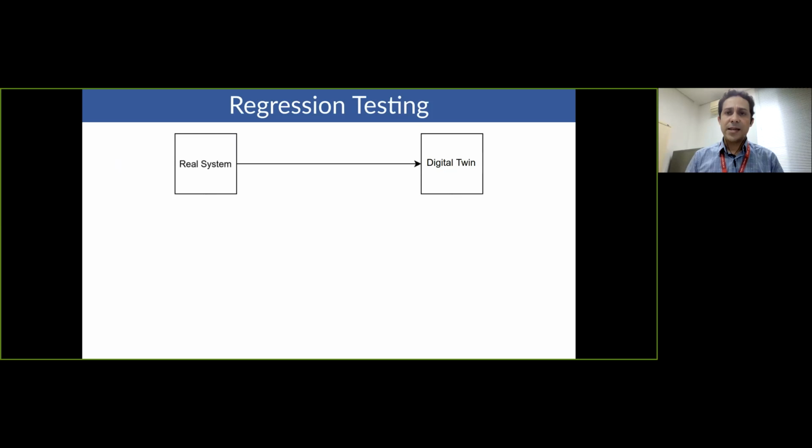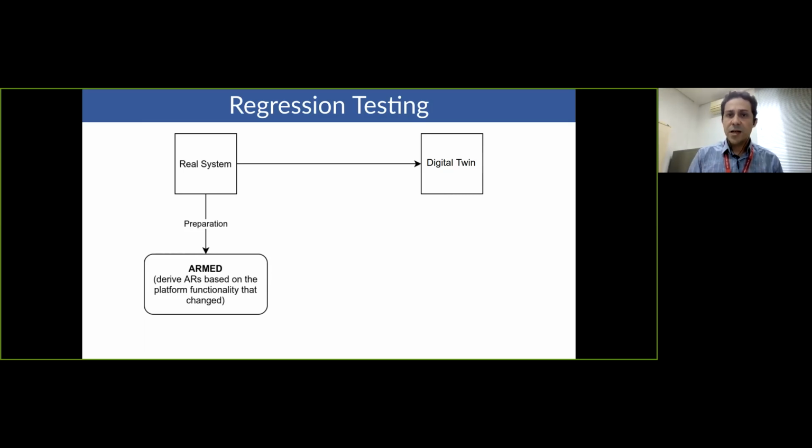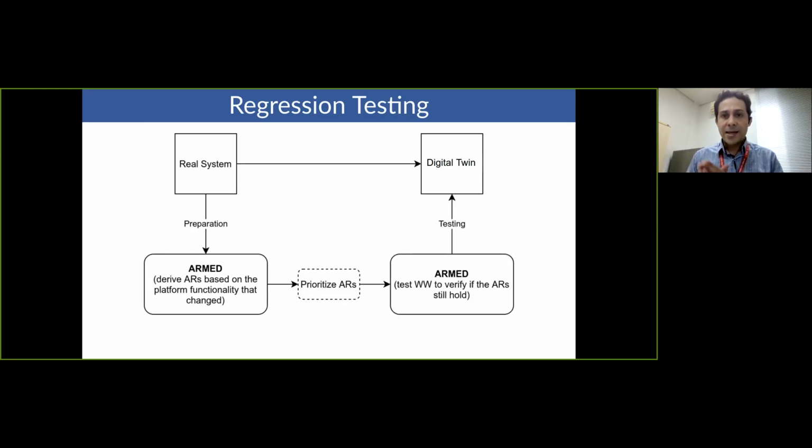For the regression testing scenario, our assumption is that modifications in the real system can be tested in the digital twin before going into production. With that assumption in mind, armored testing could be used first to derive association rules based on the platform functionality that changed or that will be changed. This is the preparation phase. Then, in the testing phase, armored testing could be used to test the digital twin to verify if the mined rules still hold after the modifications.